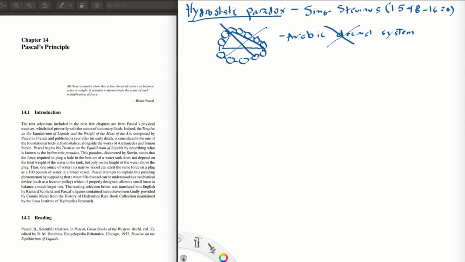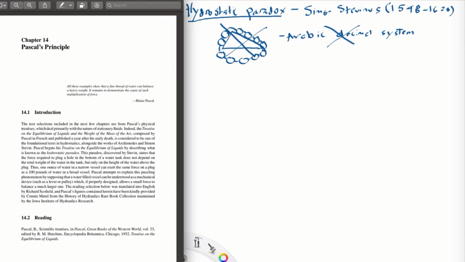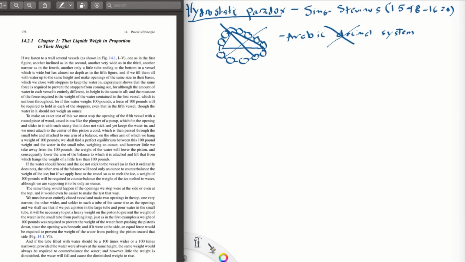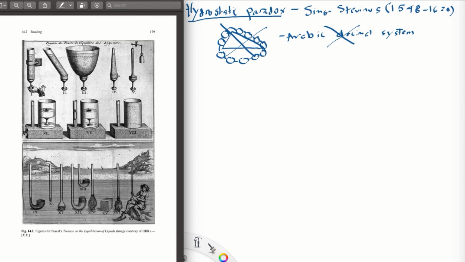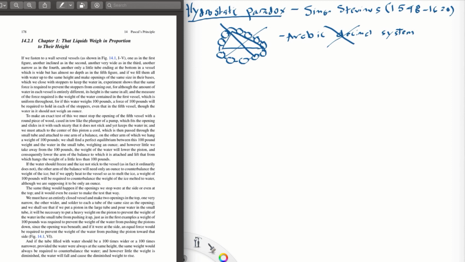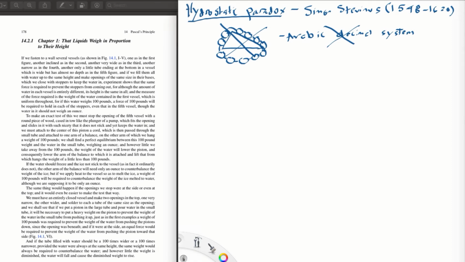So what is the hydrostatic paradox? Over here in the text, let's jump ahead two pages in, and Pascal talks about the hydrostatic paradox in these figures right here, and he refers to that in the text on page 178. So let me explain what the hydrostatic paradox is.